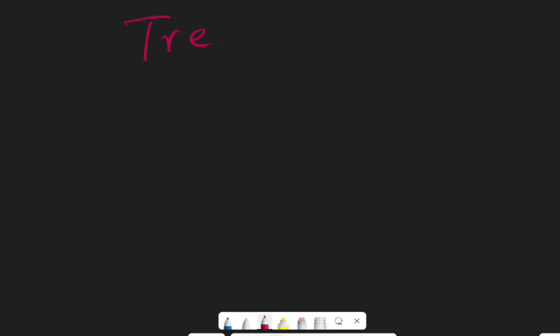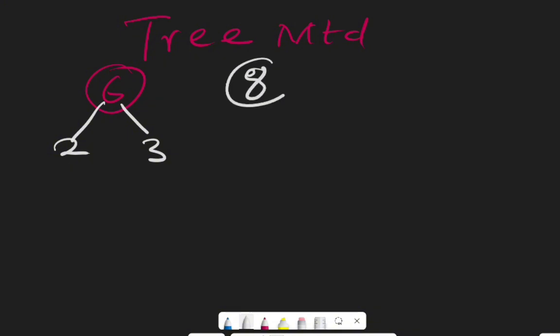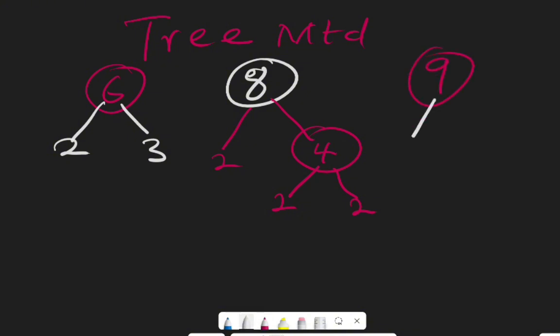The 3rd method. We look for the prime factors of 6. 6, we have 2 and 3. 8, we have 2 and 4. 4 is not a prime number. We have to look for the next prime numbers, which are 2 and 2. Then we go to 9. 9, we have 3 and 3.